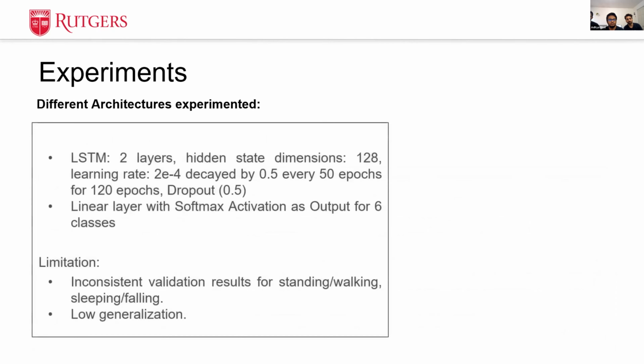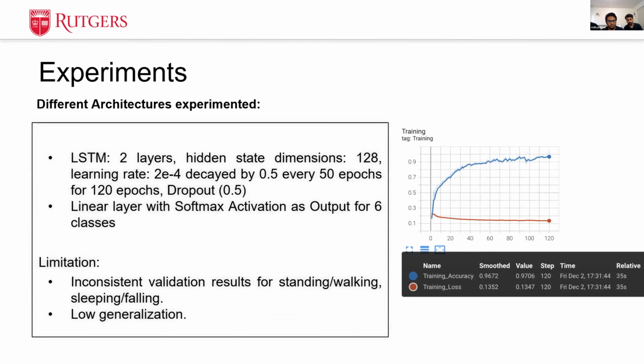And one of the architectures that we experimented with is LSTM with only 2 layers. During training, as you can see, it did give good results, but during validation, we found out that it is quite inconsistent during activities which looked quite similar, like standing, walking, or sleeping and falling. It also was not too generalized for different heights and different transitions, so it gave a low generalization result as well. So now Aditya will take you through a different architecture.